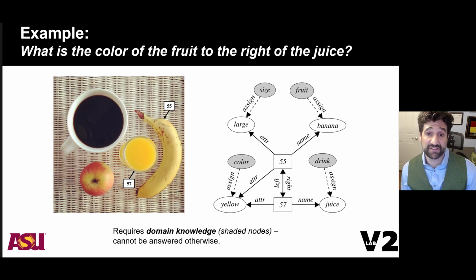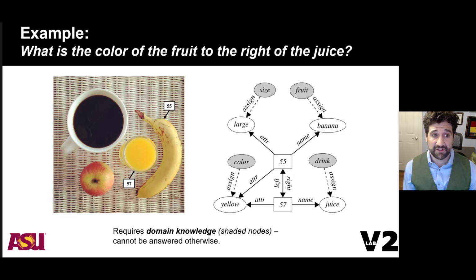So if we look at this example, we see that there's this question: what is the color of the fruit to the right of the juice? So you have the image and you have the entities 55 and 57, which are representing the banana and the juice. And those entities have attributes associated with them. 55 is a banana, it's large. 57 is yellow, it is juice.